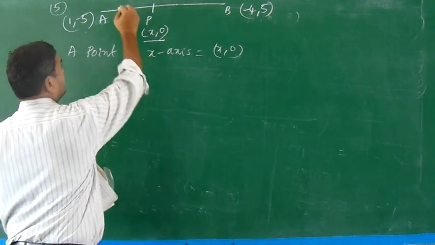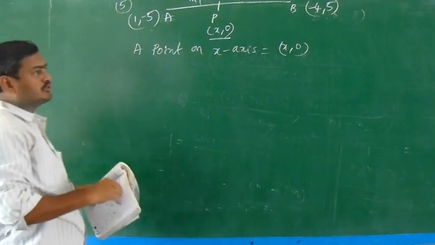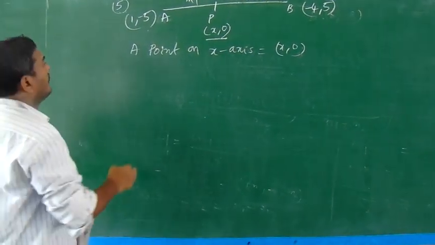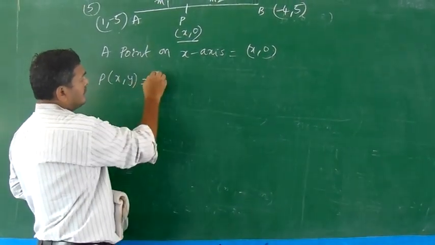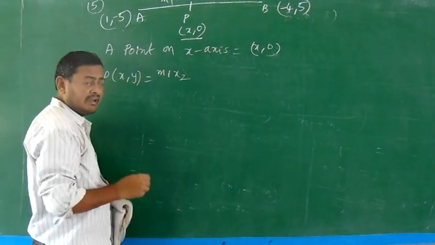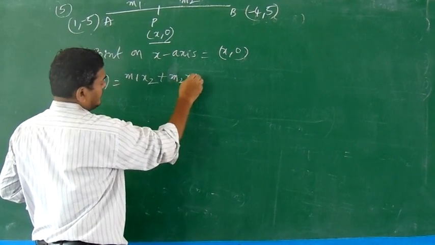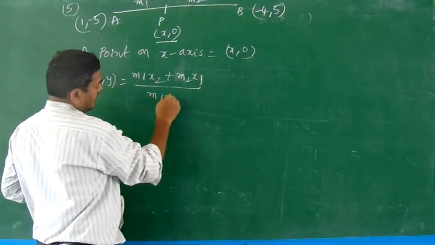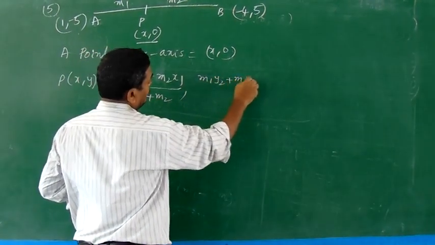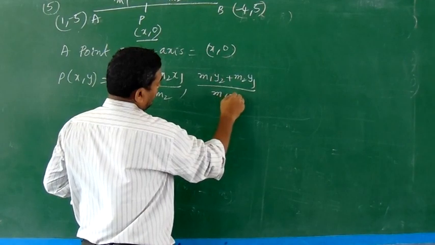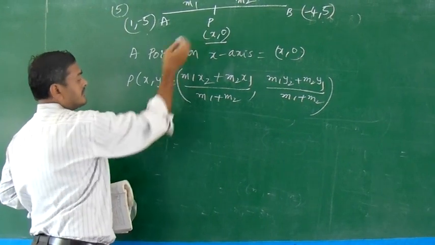So P is x comma 0, and like the previous problem, the ratio is m1 is to m2. Now I am going to write the section formula. P(x, y) equals (m1 x2 plus m2 x1) by (m1 plus m2), comma, (m1 y2 plus m2 y1) by (m1 plus m2). This is the section formula.